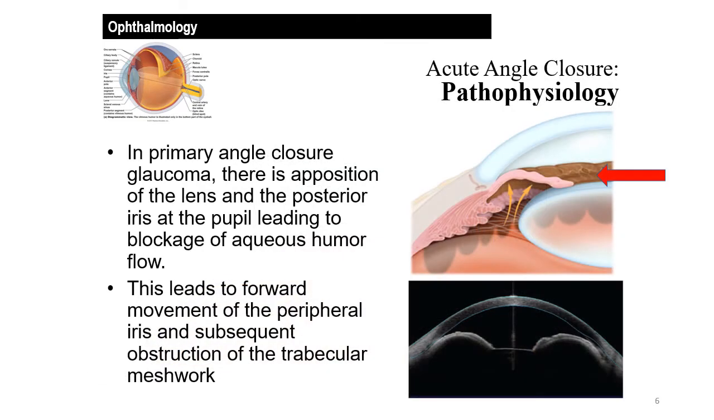In primary angle closure, the posterior surface of the iris adheres onto the anterior surface of the lens. Because of this, aqueous builds up behind the iris, pushing the iris forward and thus closing the iridocorneal angle.